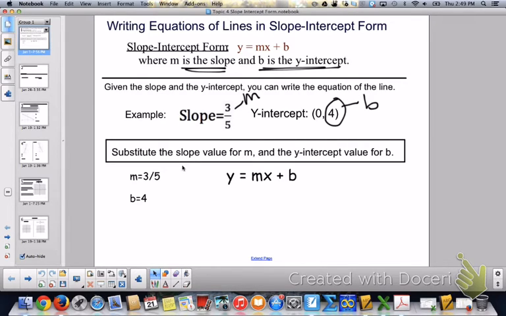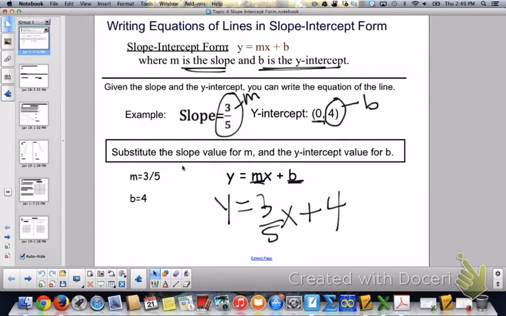Okay, so your slope there is 3/5, the y-intercept is 4. Your equation, y equals 3/5 x plus 4. It is as simple as that, okay? The y-intercept, remember, is the point when x equals 0. So that's our b value, slope is our m value. You're just plugging it in for m and b. You leave x and y alone.